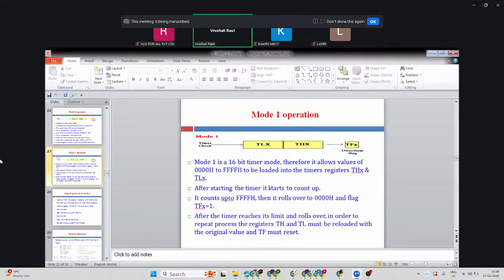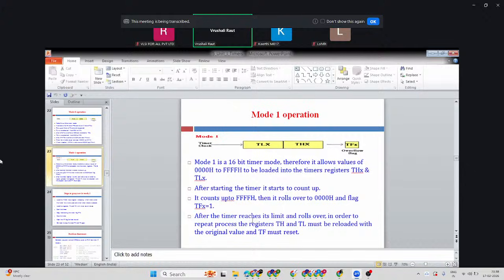After starting the timer, it starts to count up. It will go on incrementing, meaning counting. And what is it counting? The internal clock from the crystal oscillator, which gets divided by 12, making the machine cycle. It will go on counting those machine cycles, right? And once the counting is over, when it reaches FFFF, it will set the flag. It counts up to FFFF, then rolls over to 0000 and the flag is set.